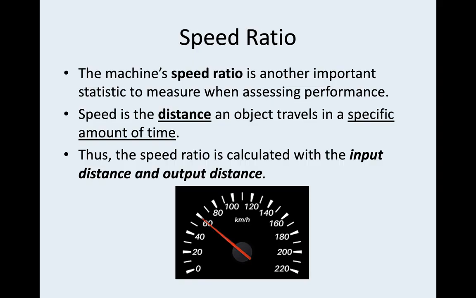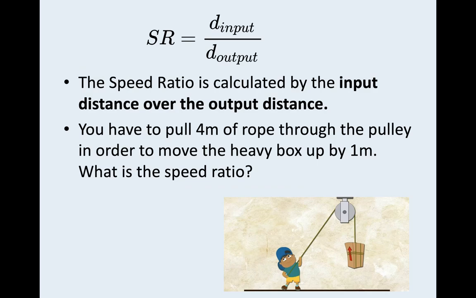Since the time is the same, going up the ramp or not, pulling on a pulley and the pulley pulling on your object, we use distance. Input distance and output distance. Okay. So, the speed ratio is the distance input over the distance output. You notice that is the reverse of mechanical advantage.